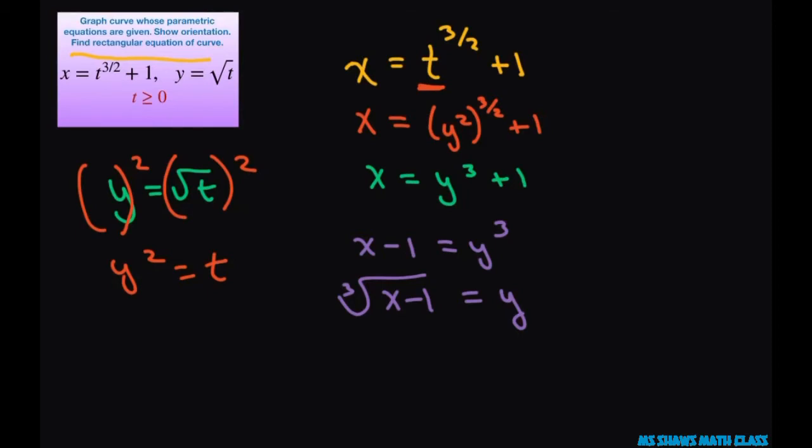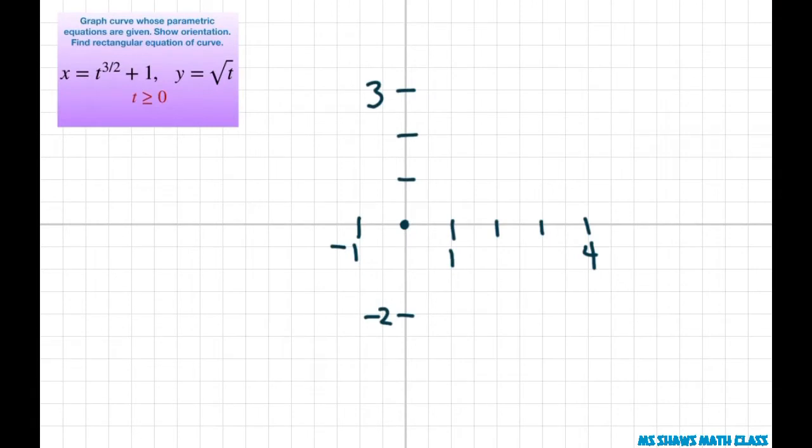Okay, so let's graph this. Kind of have it set up. And if you're graphing it parametrically without the rectangular equation, we already know what it's supposed to look like. The cube root function kind of looks like that. And we want t greater than or equal to 0, so we just want this here.